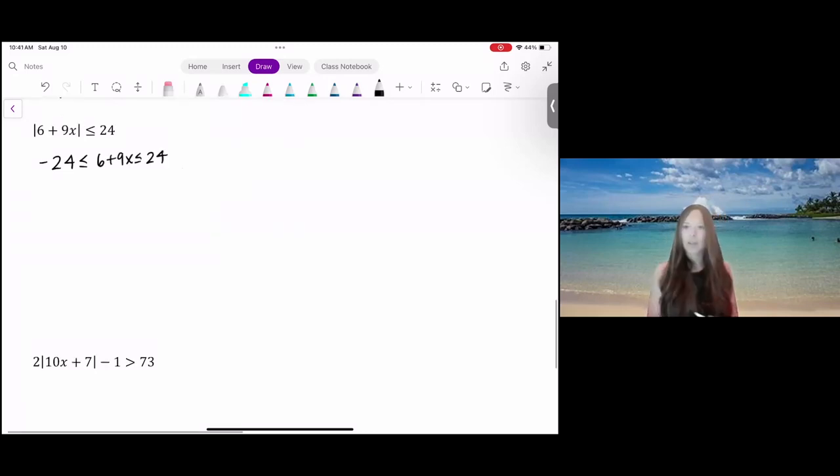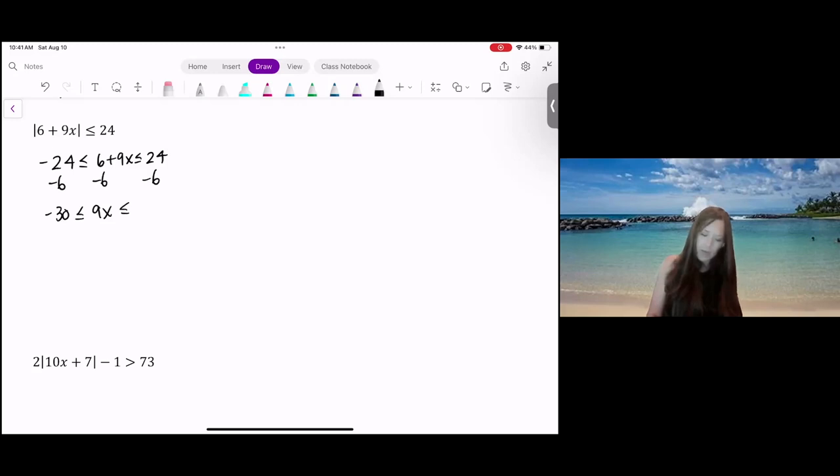24. I'm reversing the order of operations here, which means I'm going to undo the addition before I undo the multiplication. So I'm going to subtract 6 from all three components. That gives me -30 is less than or equal to 9x is less than or equal to 18. Divide each piece by 9. And I get -30 is less than or equal to x is less than or equal to 2. And -30 can be reduced by 3. That's -10/3.